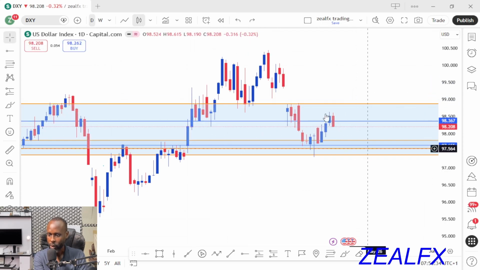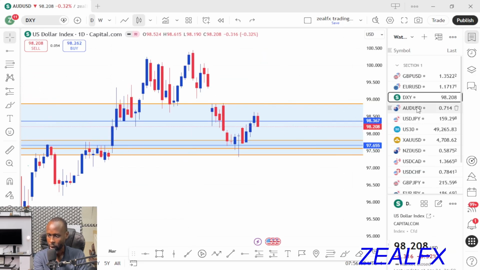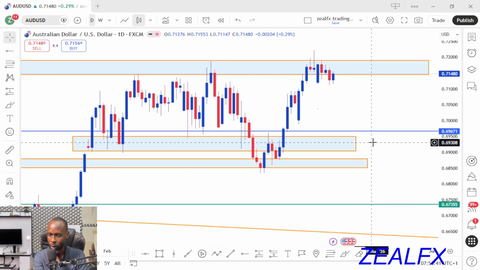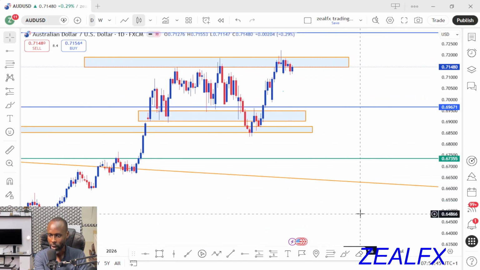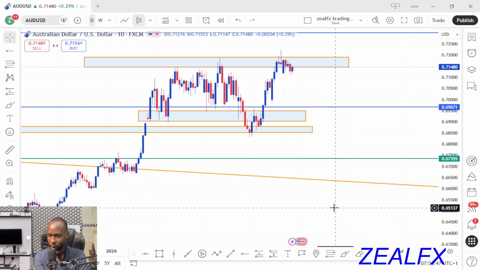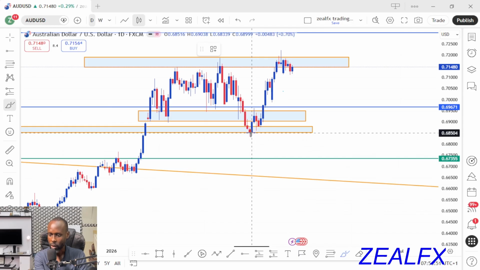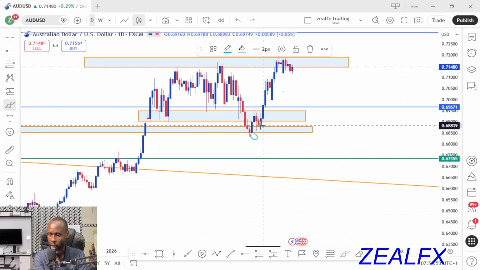So let's look at our next pair, which is the Australia USD. Australia USD on my daily chart has this strong momentum for buying opportunity. You can clearly see that we have this lower low, then higher low, and higher low. So this is an indication for more buying opportunity on the Australia USD.